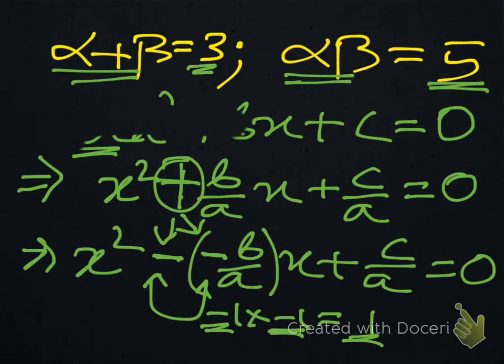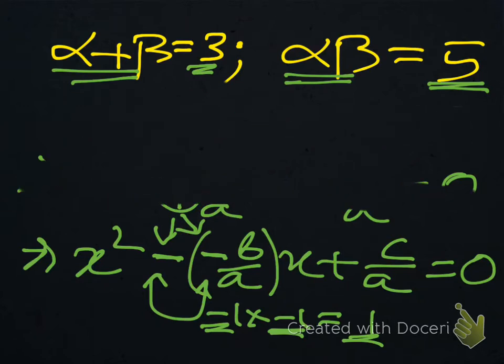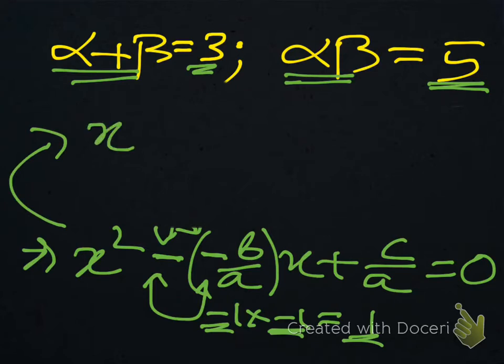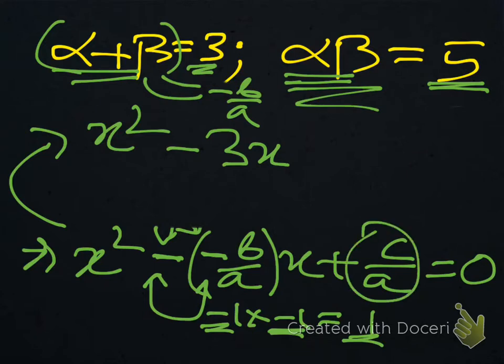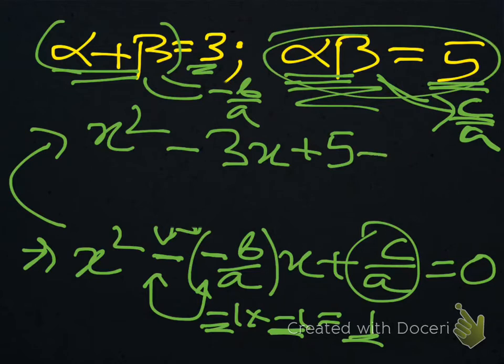Let me clear the steps above. Now what do we get? In this equation I'm writing, x squared, in place of minus b by a, I can write the sum of the roots, because we know the sum of the roots is minus b by a. So in place of minus b by a, I can write 3, which is given in the question. And in place of c by a, I know that the product of the roots is equal to c by a, so I can simply replace it by 5, since it is given that the product of the roots is equal to 5. So we got this equation.